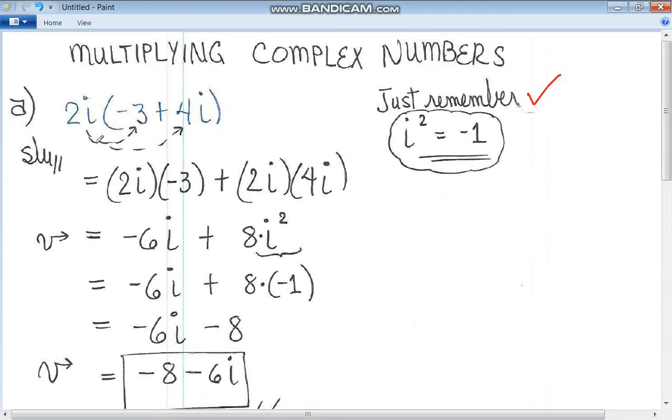So we're going to distribute the multiplication. 2i times -3 gives us -6i, plus, distributing here, we get a positive 2i times a positive 4i, which is 2 times 4, 8 times i squared. i squared is replaced with a -1, so we have -6i minus 8, and our final answer must be in a + bi form, so it's -8 minus 6i.